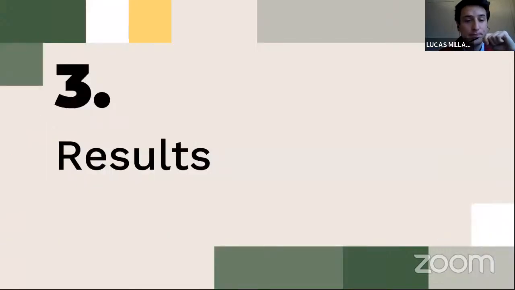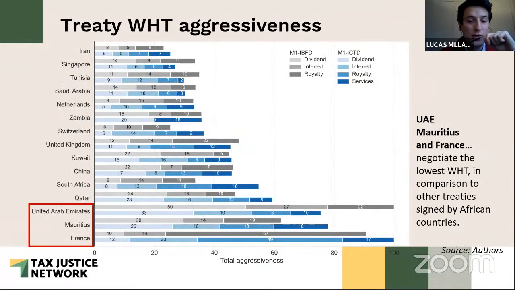Next slide, please. So these are our results to the question, who is undermining tax rights in Africa. We find that with regards to tax treaty withholding taxes, the countries that are most aggressive in negotiating lower withholding taxes from African treaty partners are the United Arab Emirates, Mauritius, and France. And here the lines in gray and in blue are the two different sources of data that we've used, IBFD and the Tax Treaties Explorer from ICTD, and we see that results are broadly comparable.